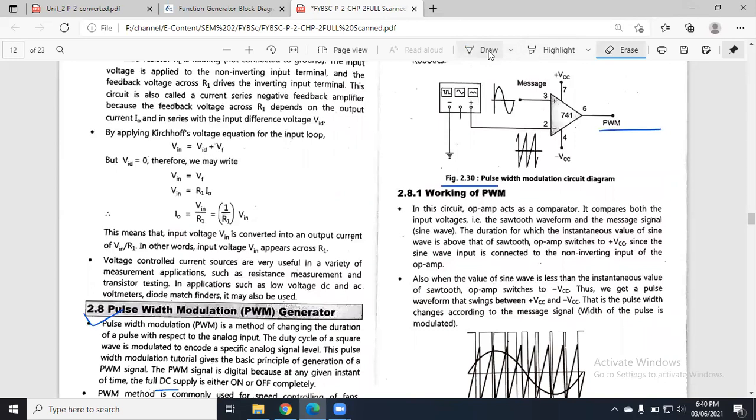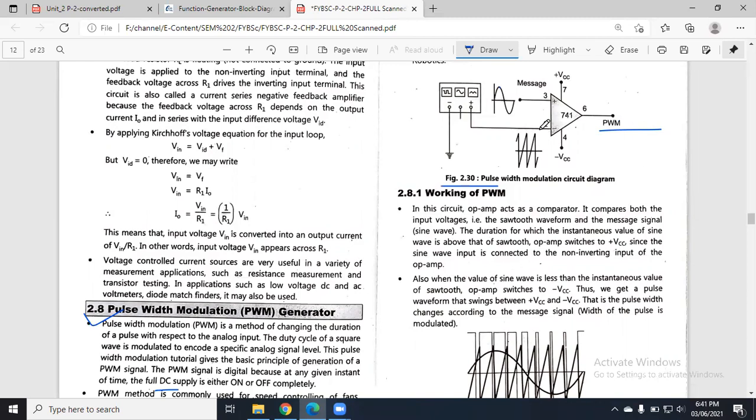In the circuit, the op amp acts as a comparator. It compares both input voltages, that is the sawtooth waveform and the message signal. We have the message signal in the form of a sine wave, and it is compared with the sawtooth waveform. For the duration in which the instantaneous value of the sine wave is above the sawtooth wave, the op amp switches to plus VCC, since the sine wave is connected to the non-inverting input of the op amp. If this voltage is greater, then the output is positive. Once this value becomes less than the other input, the output is converted to minus VCC.